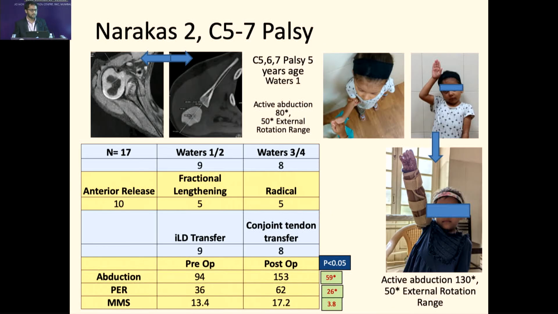For the second subgroup, which is the Narakas 2, we could enroll 17 patients. Anterior releases were required in 10 out of these 17, with equal distribution of the radical and the fractional releases. And isolated latissimus dorsi transfer was required in 9 and a conjoint tendon in 8. And we could achieve an abduction improvement mean of 59 degrees and a passive external rotation range improvement of 26 and a modified Mallet score improvement of 3.8.